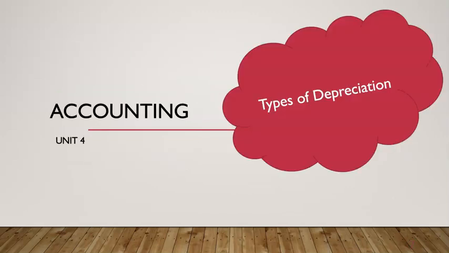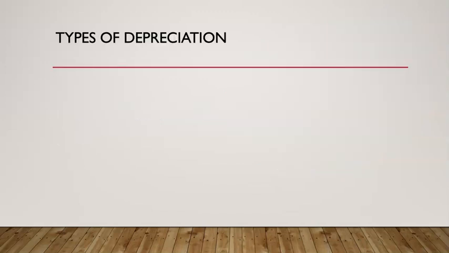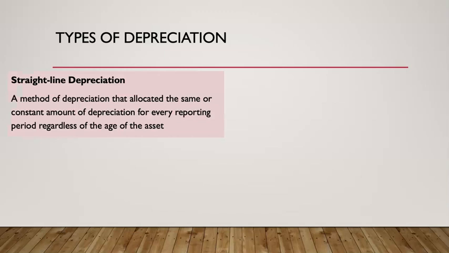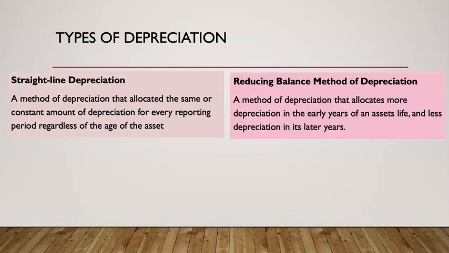So what are the types of depreciation that you're going to come across in this unit? You're going to come across straight line depreciation and reducing balance. Straight line depreciation is a method of depreciation that allocates the same or constant amount of depreciation expense for each reporting period, regardless of the age. For example, if I have an asset that has depreciation of $1,000 per year, it is a straight line. It is a constant amount of depreciation for each year.